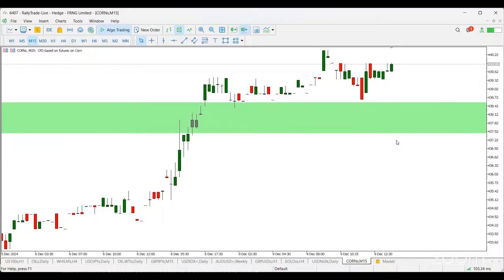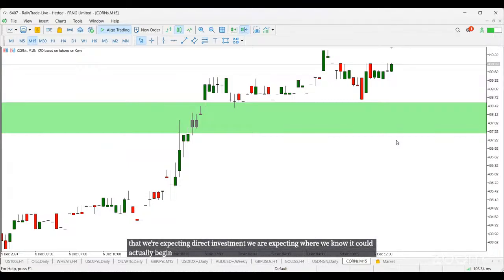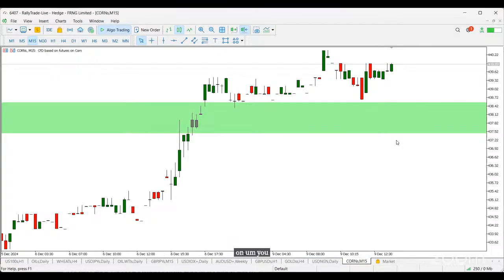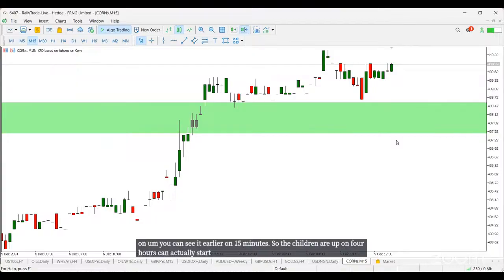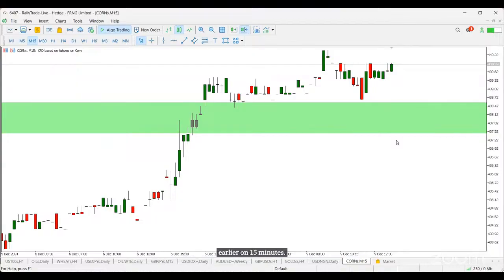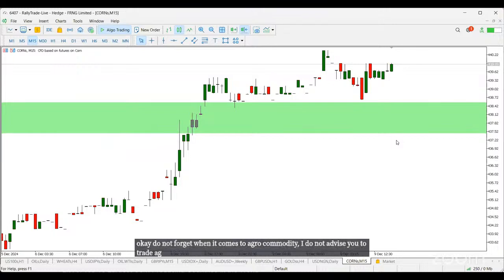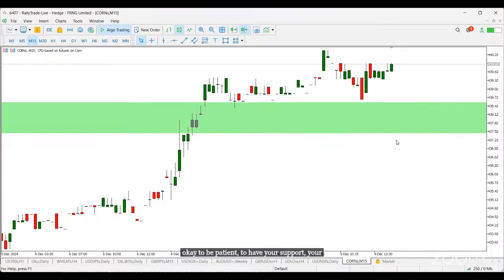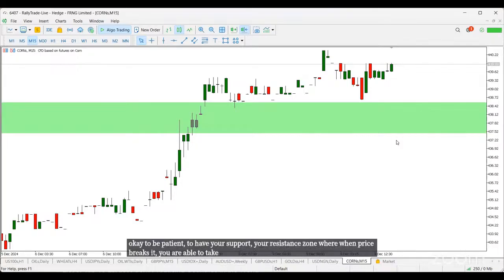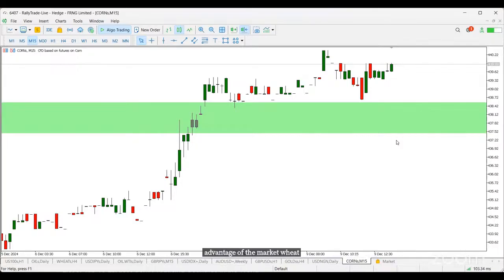that we're expecting, where it could actually begin to happen earlier on 15 minutes. So the retracement that will happen on 4 hours can actually start earlier on 15 minutes. Do not forget, when it comes to agro-commodity, I do not advise you to trade agro-commodities with pending orders. It's quite risky. The best way to trade it is to use technical analysis, to be patient, to have your support and resistance zone, where when price breaks it, you are able to take advantage of the market with proper risk management.